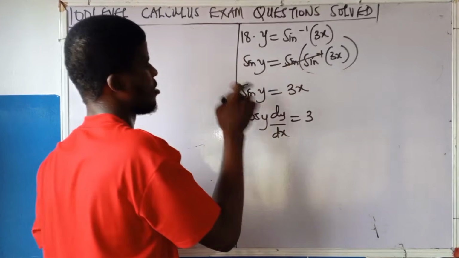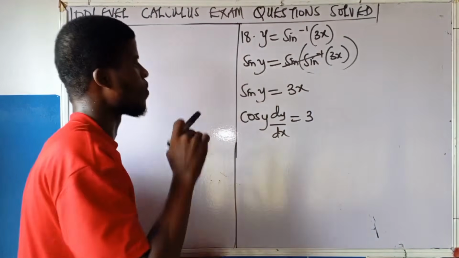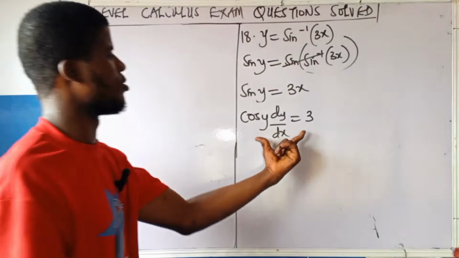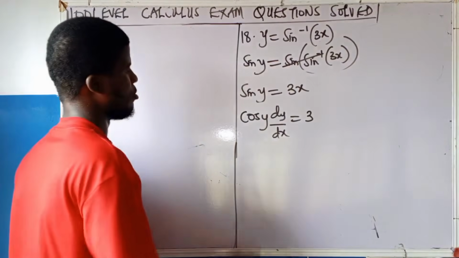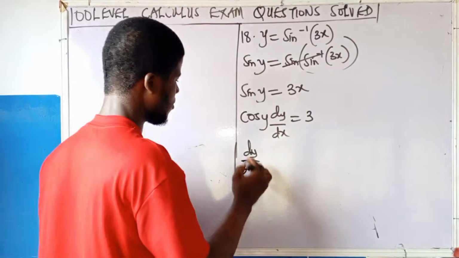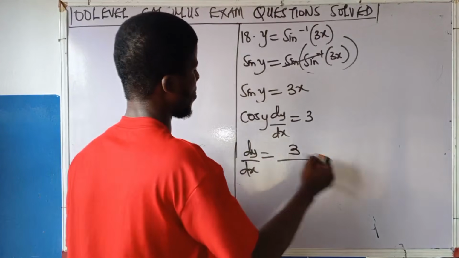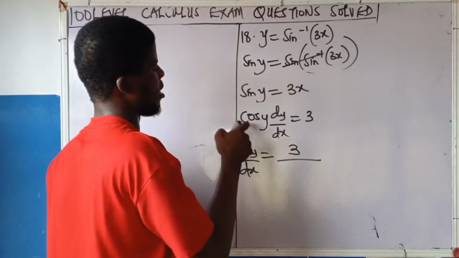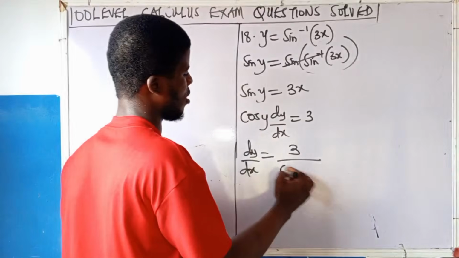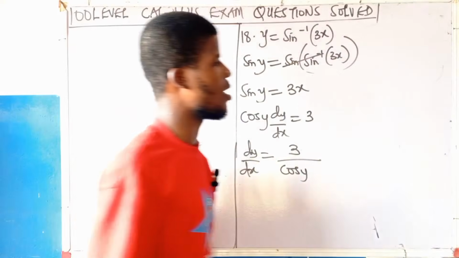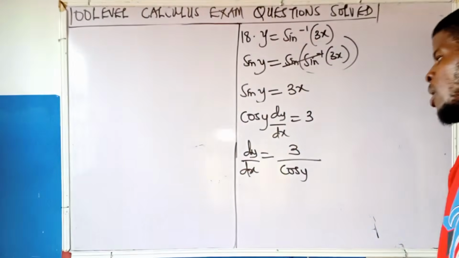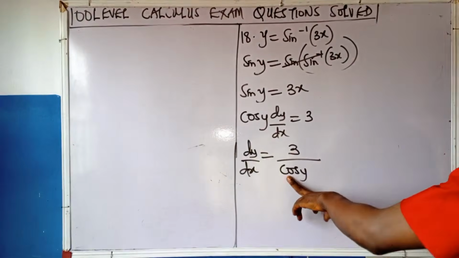Sine cancels sine inverse. We now have this resulting equation. Then you perform differentiation with respect to x in the next step. And from there, you make dy/dx the subject of the formula. If I divide both sides by cos y, it will give me 3 over cos y. So this is my dy/dx. But is this the answer? No, this is not the answer. Do you know why? I have to do away with the cos y.